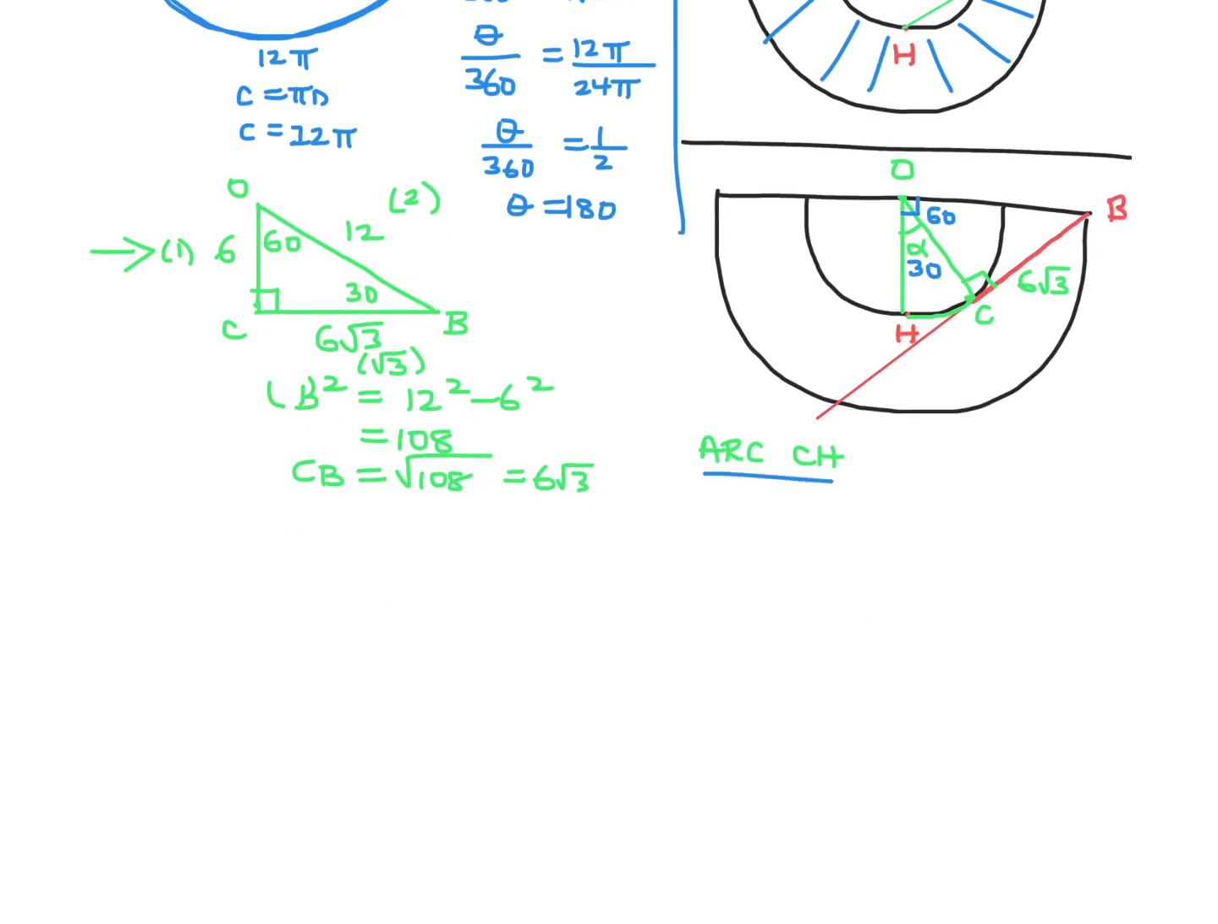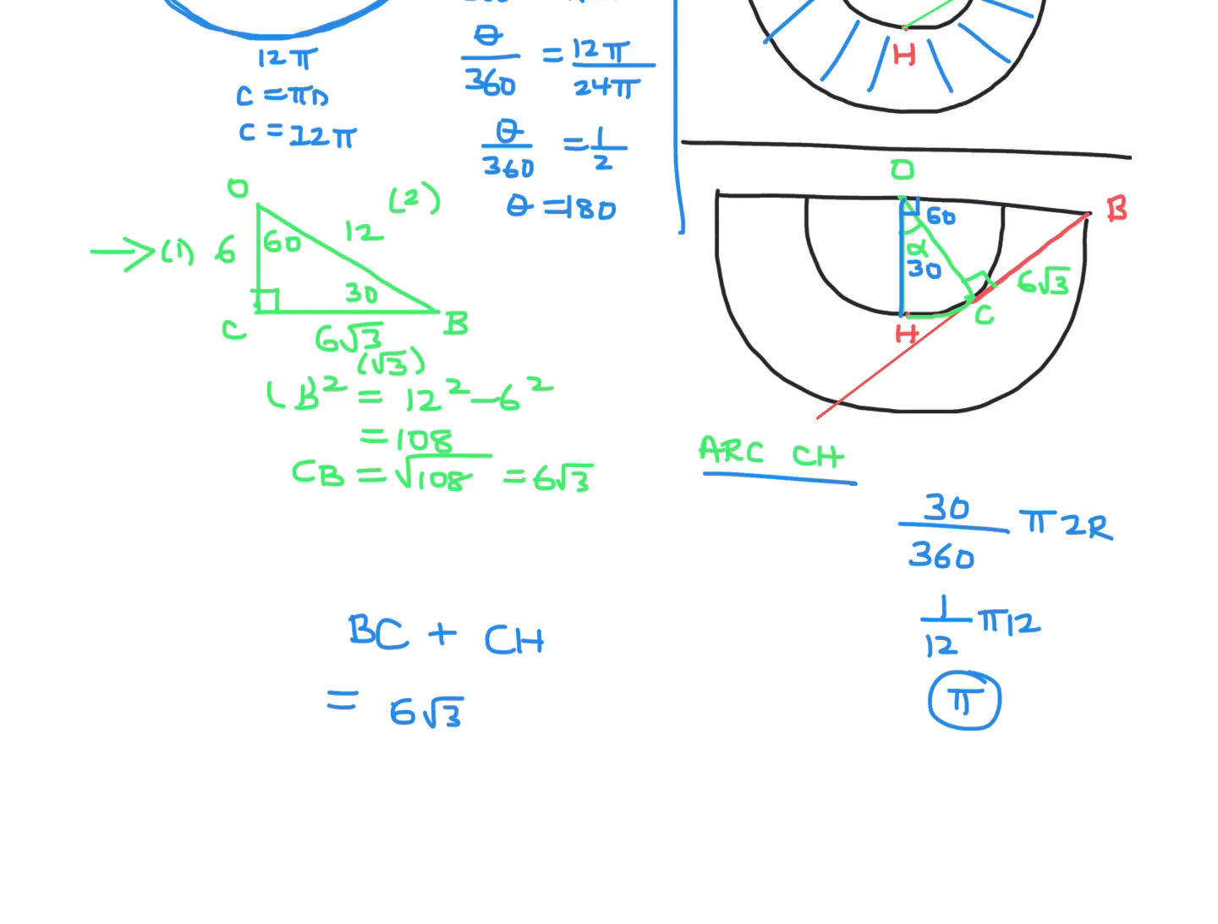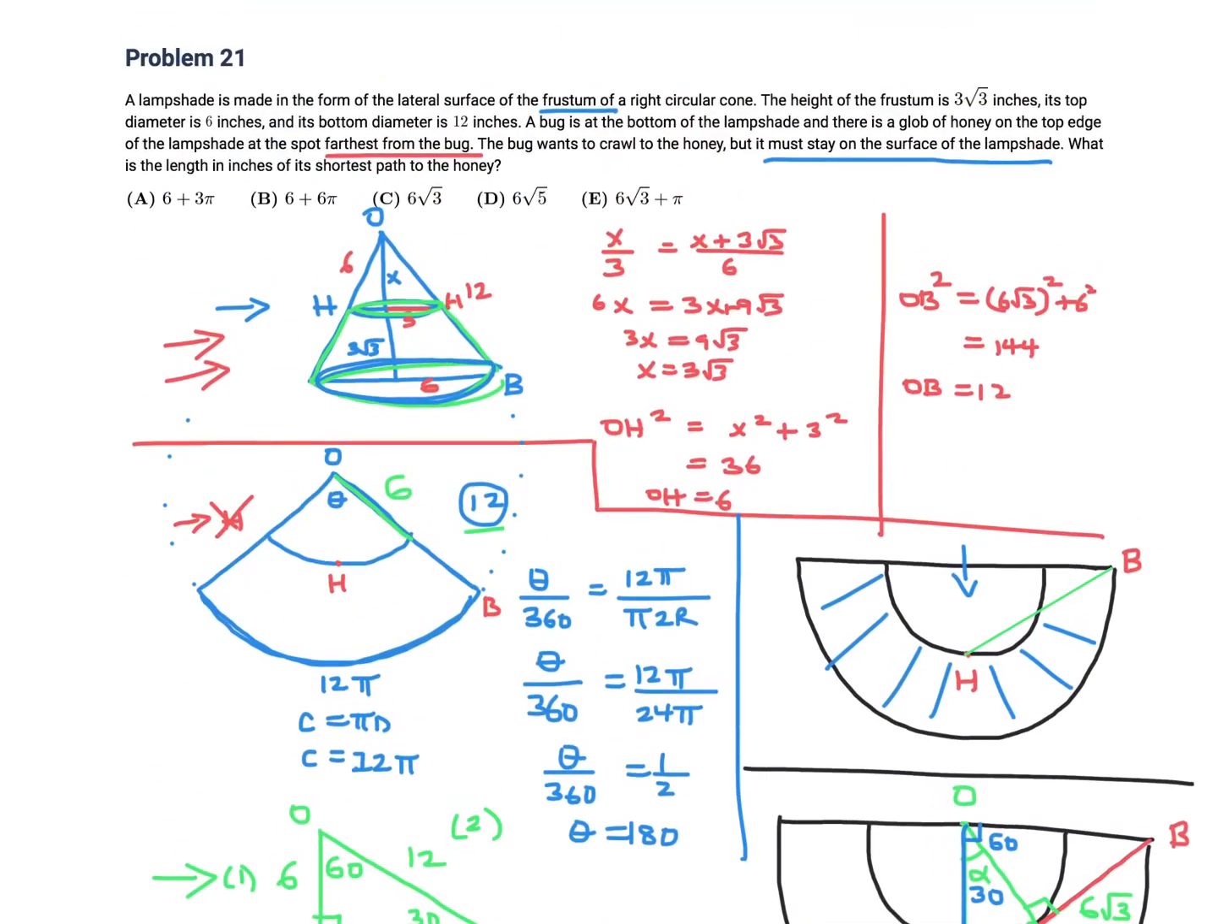Okay, so our final step is to figure out that arc. Well, that's going to be that 30 degrees over the full 360 multiplied by the full circumference, which would be pi times diameter, or pi 2r. So that looks like 1 over 12. What's r? R is from here to here, right? So that's 6. So that's going to be 12. So this reduces to pi. Okay, so the full is BC plus CH. Well, BC is 6 root 3, or CB, whatever, and then plus pi. So there we go. That is the answer. 6 root 3 plus pi is answer choice E.